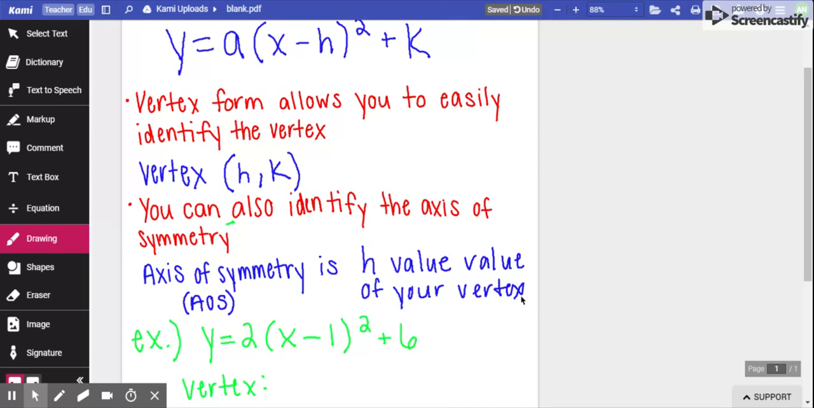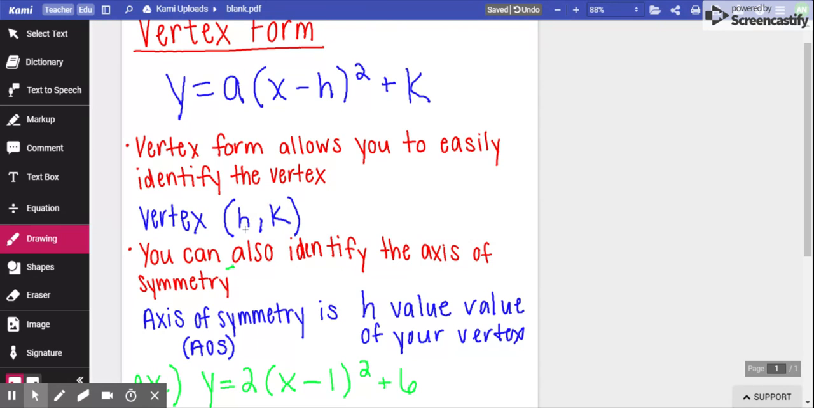The only thing that's a little bit tricky with vertex form is when you identify the h value for your vertex, you have to keep in mind that that minus sign was meant to be there originally. Therefore, if you have a minus sign still in your equation, you put in the positive value for the h. If you end up with a plus sign in there, that means your h value is negative.